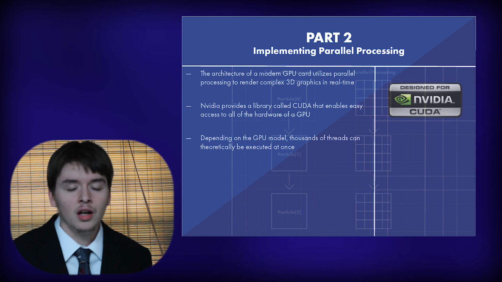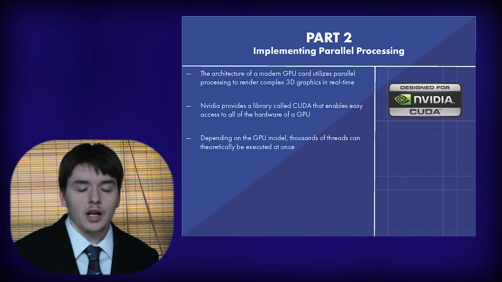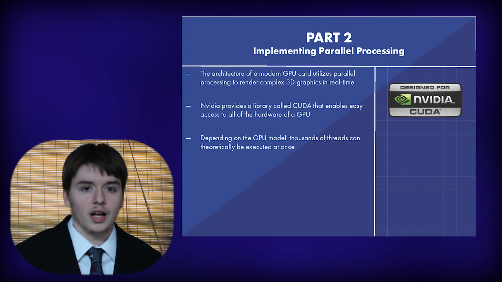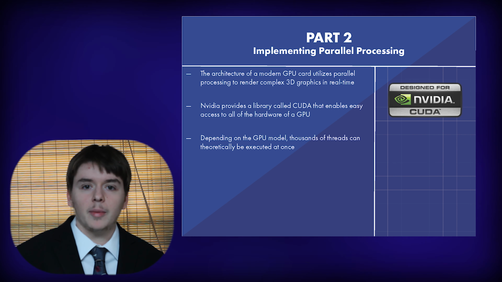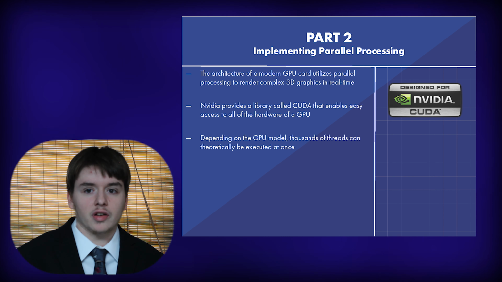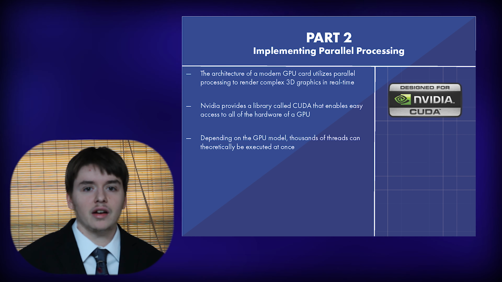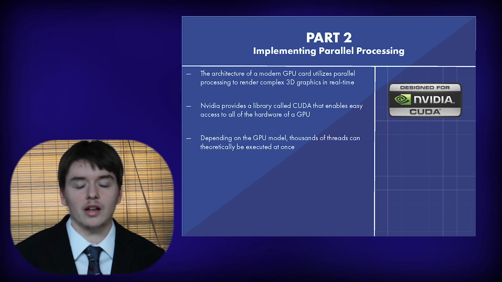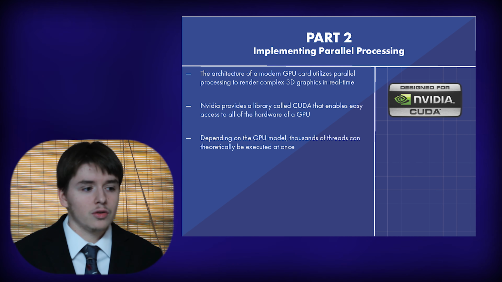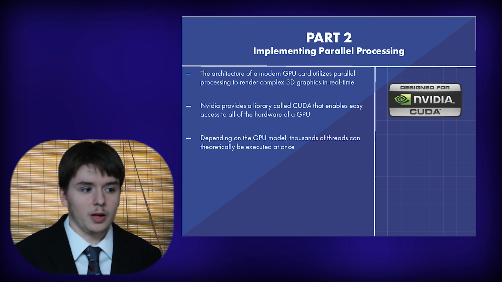Now, the reason we're able to use the RTX Titan as a parallel processor is because the architecture of the modern GPU card is already designed to do parallel processing. When you think about what 3D graphics are to a computer, it's nothing more than a data set of numbers and variables that have to be calculated quickly and efficiently. So that already exists on the GPU.